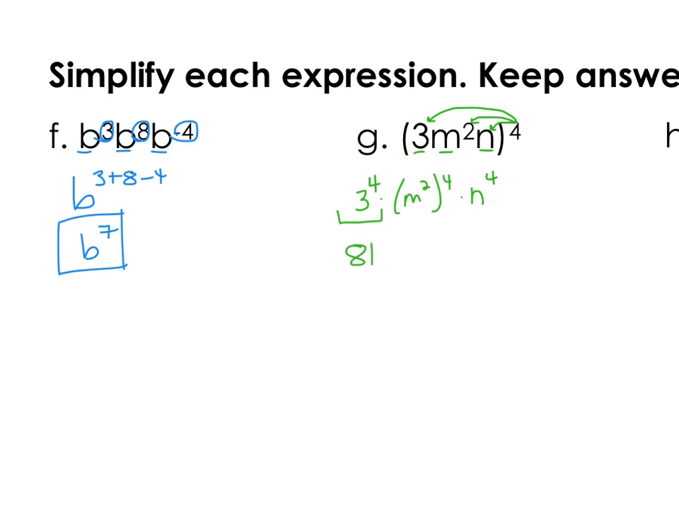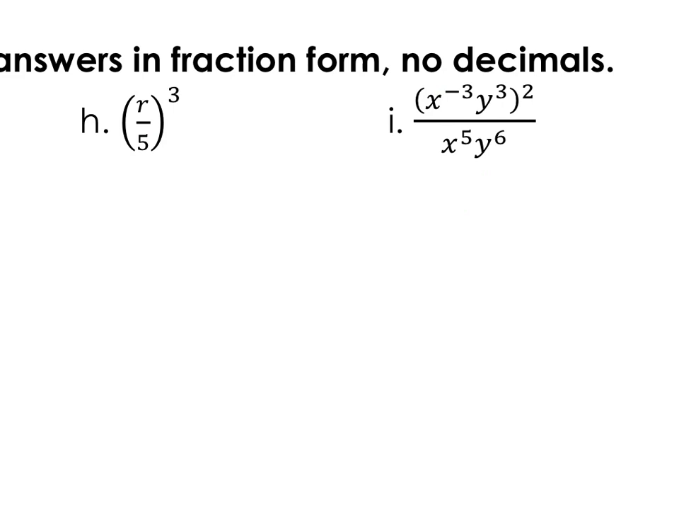And then m squared to the 4th power. This is power of a power. One base with an exponent on the inside and outside of the parenthesis. We multiply. M gets an exponent of 8, 2 times 4. N to the 4th power, well, guess what? Nothing else we can do with that one. Therefore, our product is 81, m to the 8th, and n to the 4th.